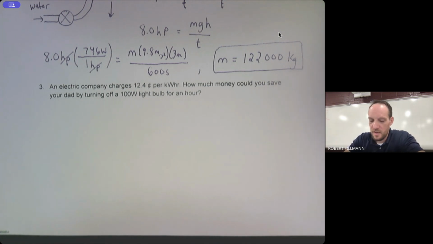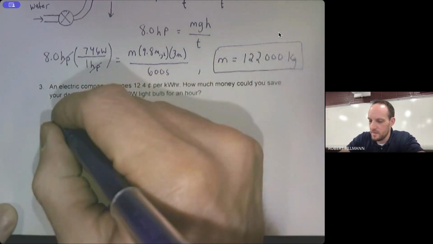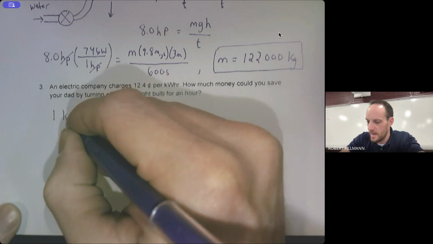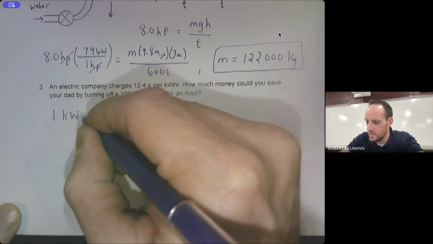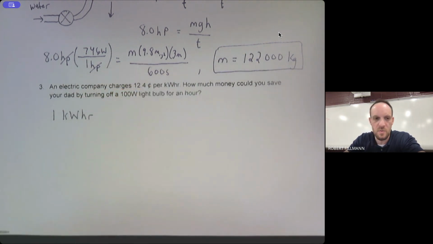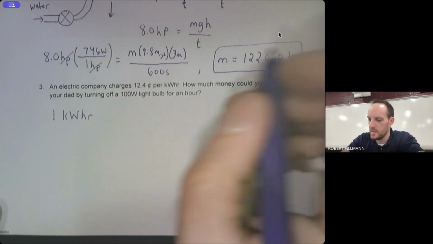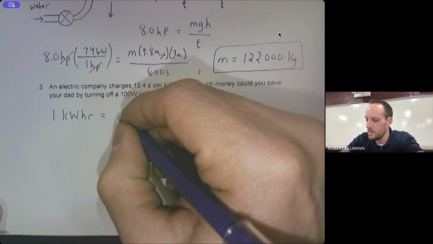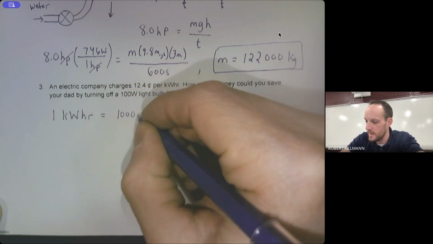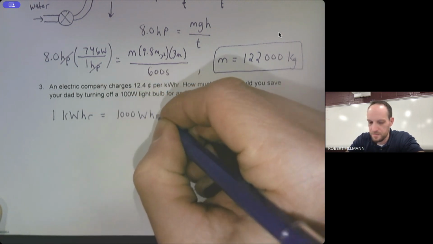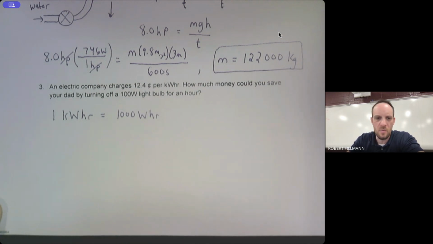So how much money does that represent? So we have to understand, first of all, what the heck is a kilowatt hour? That's what we're being told. And because each kilowatt hour is costing us 12.4 cents. So first of all, we got the metric prefix kilo, and kilo means 1,000. So a kilowatt hour is the same thing as 1,000 watt hours. 1,000 watt hours. Now, what is a watt hour?